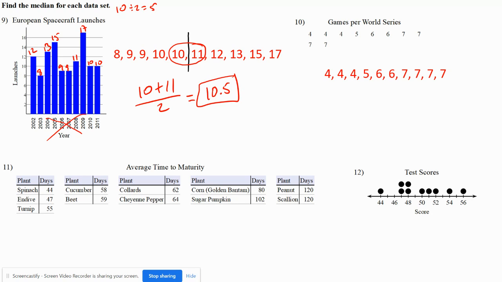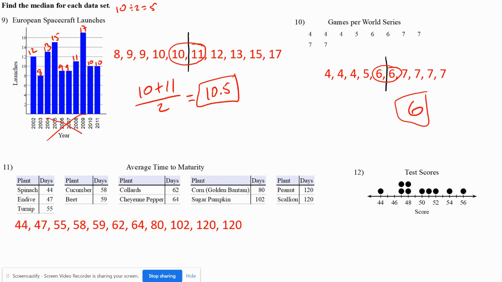Take a look at number 10. Let me start by writing all my numbers in order from small to large. I happen to have 10 numbers here as well. 10 is an even number, so I'm going to divide it by 2, so I get 5. I want to draw a line such that I have the same amount of numbers on each side. My number goes in between 6 and 6. Right? The number repeats. Therefore, my median in this case is 6.